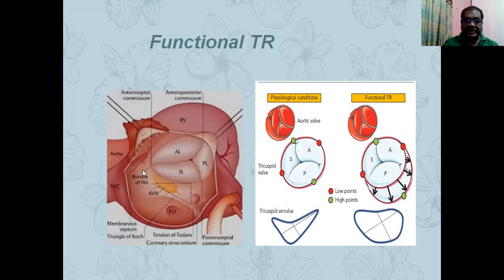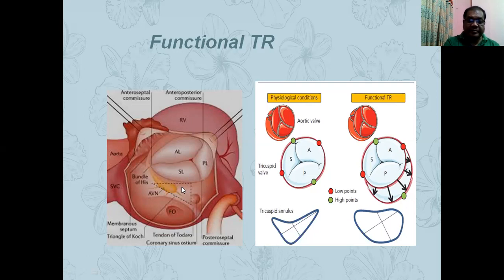After opening of the right atrium, we see this is the anterior leaflet and this is the posterior leaflet and this is the septal leaflet. And this is the anteroposterior commissure and this is the anteroseptal commissure and this is the posteroseptal commissure. And this is the most important area in any operation in the right atrium, particularly on the interatrial septum, or if it is very close to the tricuspid annulus, this anatomy must be remembered.